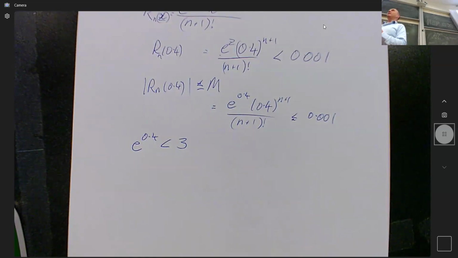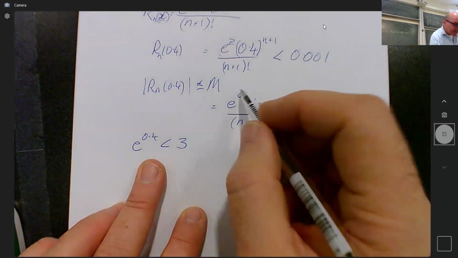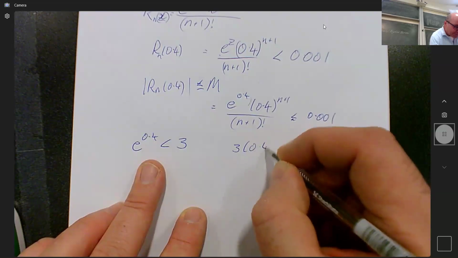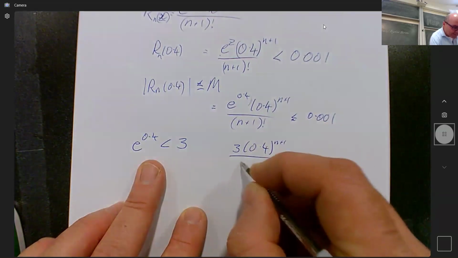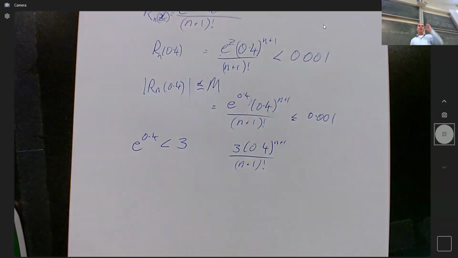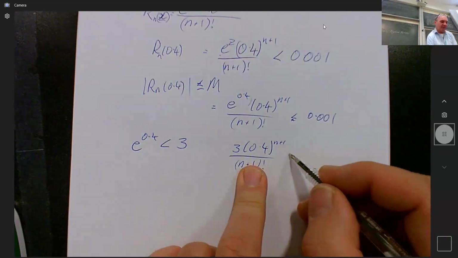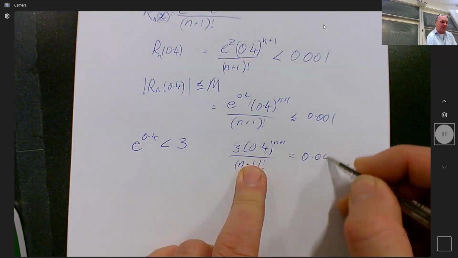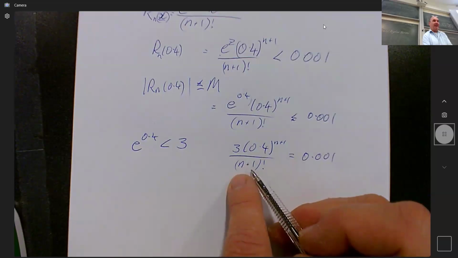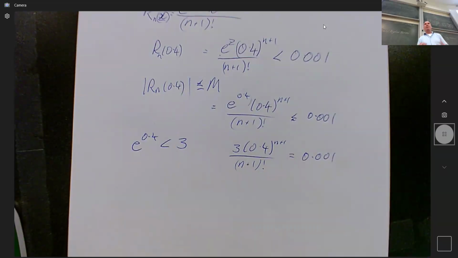I'm just going to choose a value which I know currently covers it. And so that means I can replace this term. So I've got 3 times 0.4 to the n plus 1 on n plus 1 factorial. Now, at this point in time, I'm going to make some guesses, right? I'm going to go equal to 0.001. I've got an n plus 1 in the power and in the factorial. That can make my life difficult.